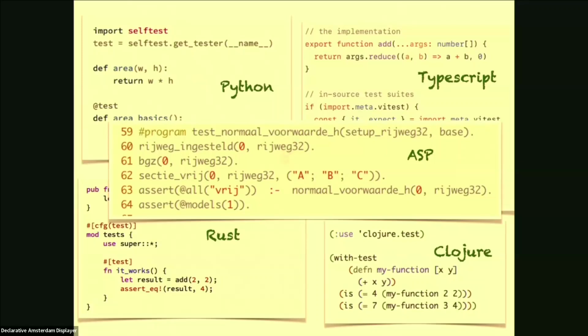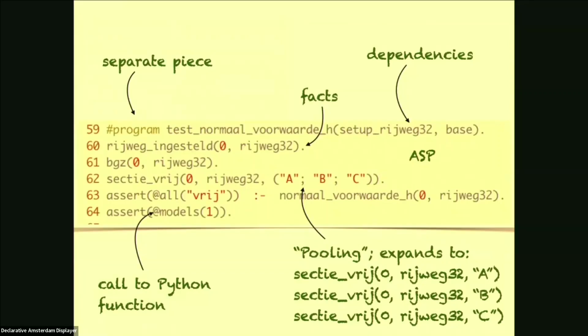I am going to explain this in a separate slide, just to make it a little bit easier, because again, we will have some ASP to learn. In ASP, at least the kind of ASP I'm using, there is a hash program for defining separate procedures or programs or things like that. I don't know how to call it exactly, but they call it a program, so I call it a program. And you can add dependencies here. So if this program depends on other programs, for example for setting up things or some base knowledge, you can put it over there.